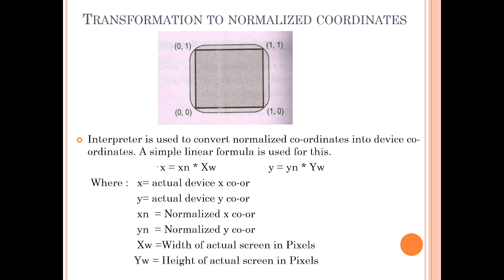Okay, so based upon the interpreter we can convert normalized coordinates into device coordinates. So we are using the equations xn × xw and yn × yw.